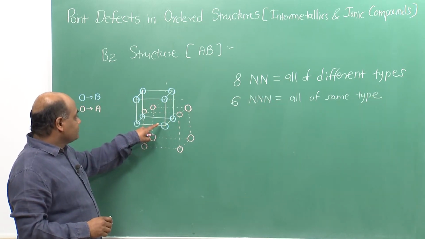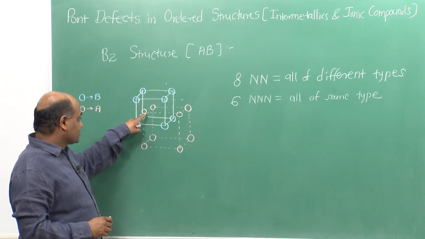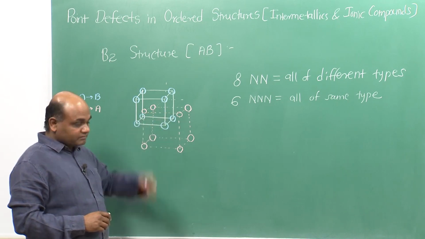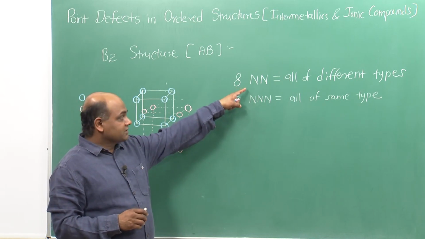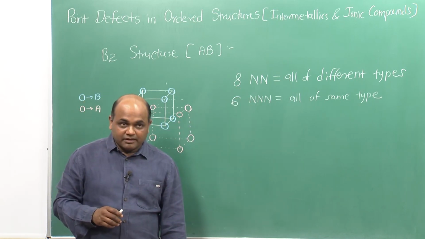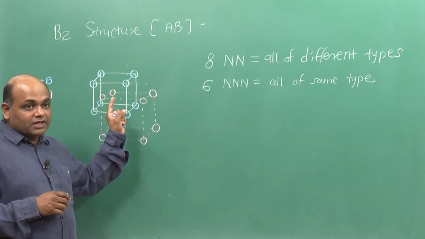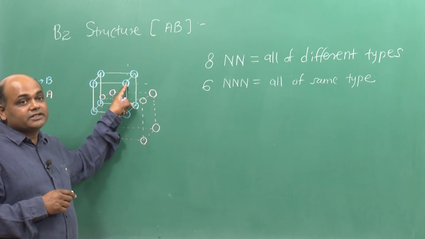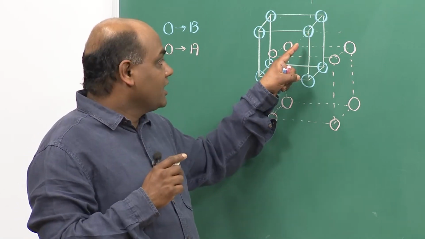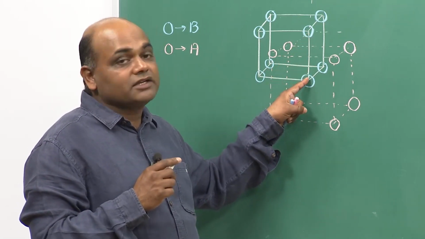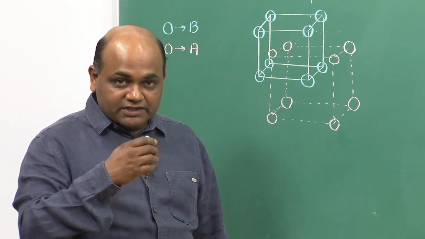So, you can see all next nearest neighbors of any B atom are B atoms, and all next nearest neighbors of any A atom are A atoms. This is important, understanding next nearest neighbors and nearest neighbors, because it will help us in understanding the diffusion mechanism. For example, any jump onto the nearest neighbor site will lead to the formation of wrong bonds, whereas any jump onto the next nearest neighbor site will not cause any disorder in the system. So, we will see that later.